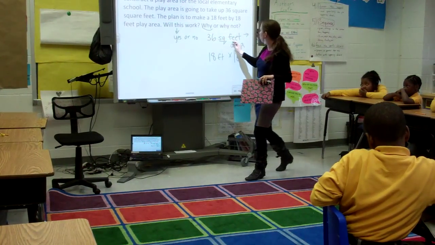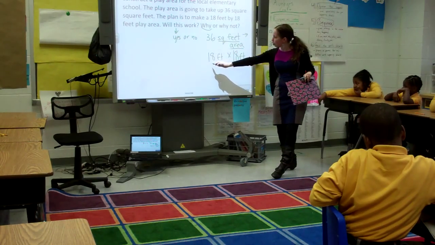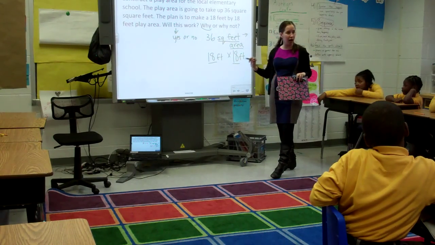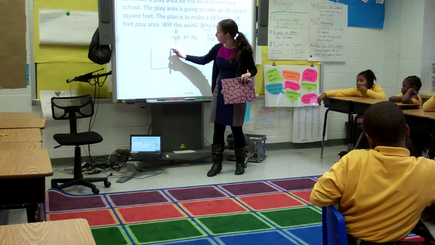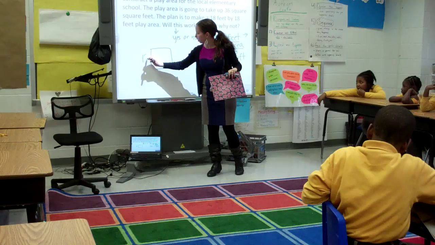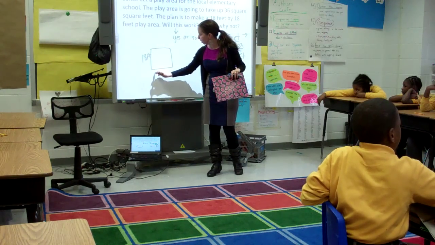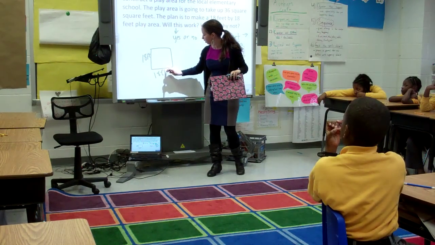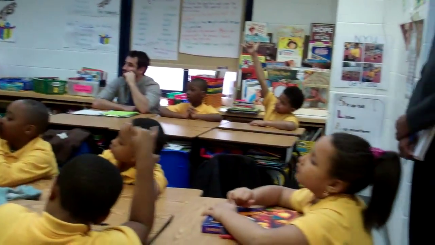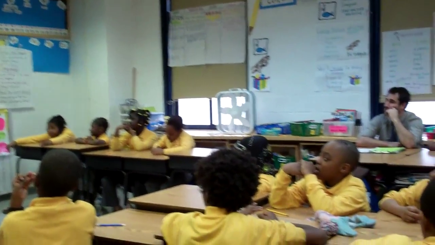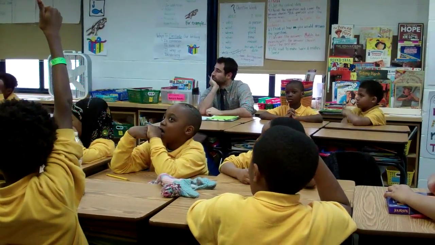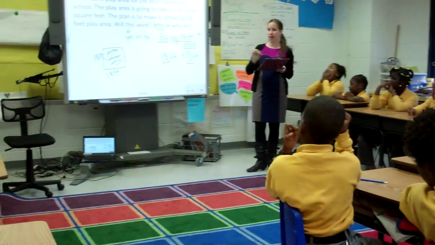I know it's a play area. I know we had square feet and area, and I know the dimensions 18 and 18 are the same on each side. So I know we're thinking about a square area that's 18 feet on one side and 18 feet on the other. And I need to find out, is this area right here going to give me 36 square feet? Is this area right here going to give me 36 square feet?